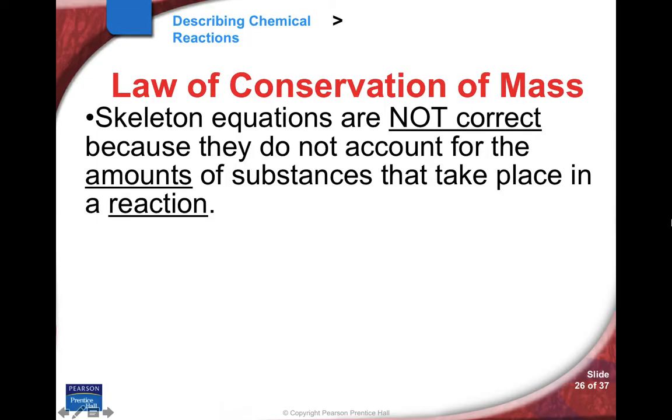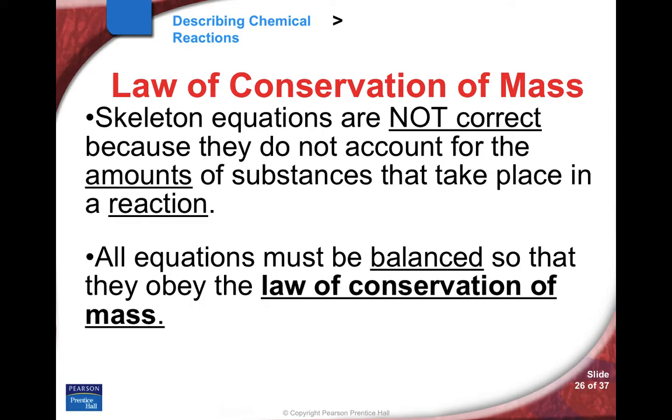Okay, guys, today we're going to finish up Unit 10, Section 1. I'm going to be talking about the law of conservation of mass and something called balancing equations. So earlier in this chapter, we learned about skeleton equations, which are just the basic reactants and products that take place in a chemical reaction, but it does not account for the total amount of substances, like how many reactants, in terms of mass or volume, react together to form what mass or volume of products.